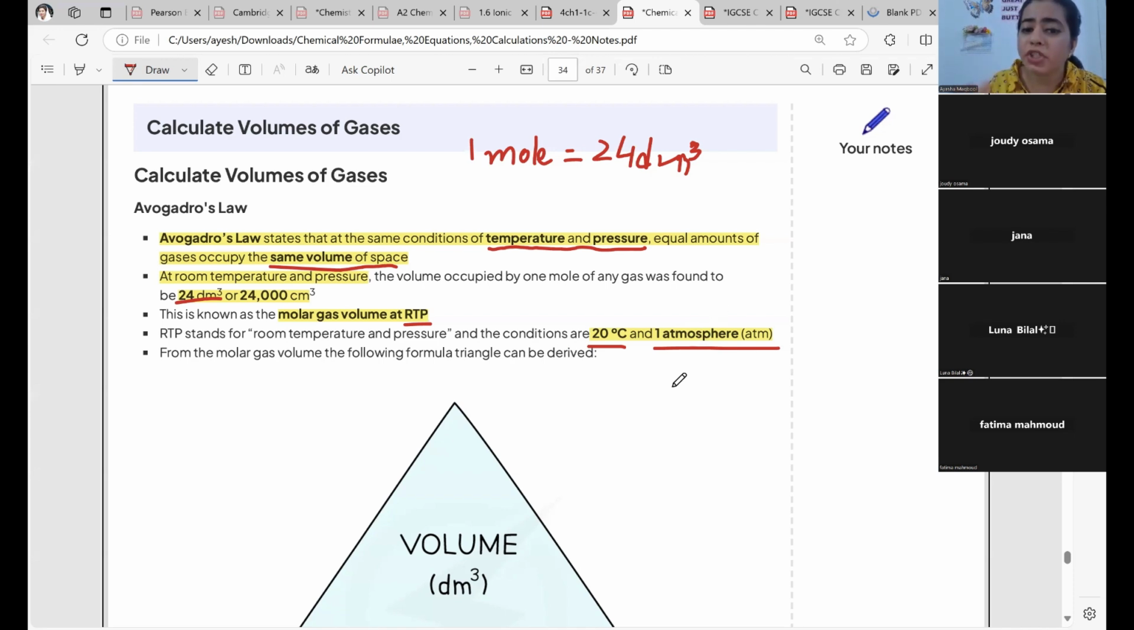Yes. Miss Nyamba, the room temperature is 40 degrees. So then we will change this value. Then it will not be 24. If we want 24, then we need the temperature 20 degrees Celsius. Okay. Only at that specific temperature and pressure, 1 mole of any gas will have 24 dm cube.